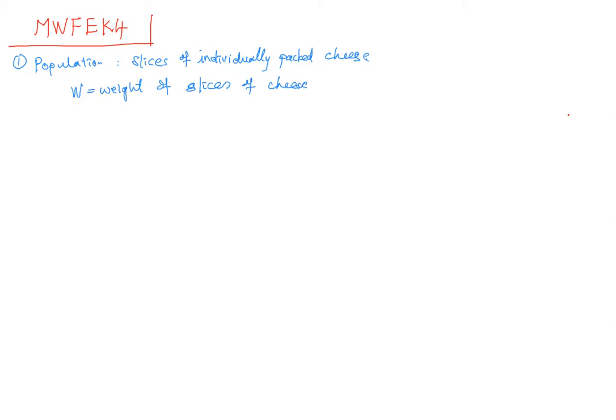Okay, so the question said this one, did they say it is normally distributed? Yes, the weight is normally distributed with a mean of 21 gram and the standard deviation of 0.5 gram. Okay, so now the distribution of W is shown. So you have the distribution of W.